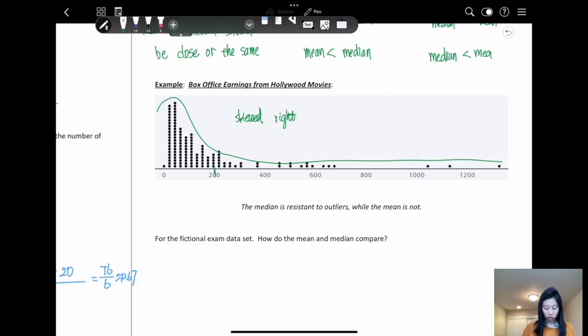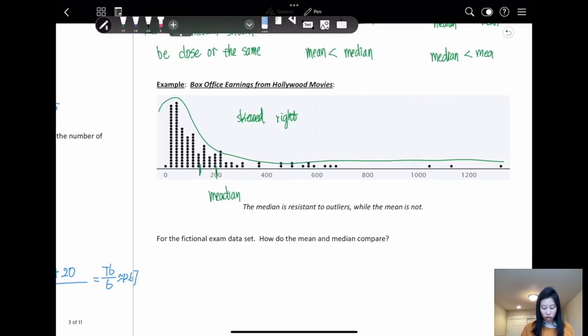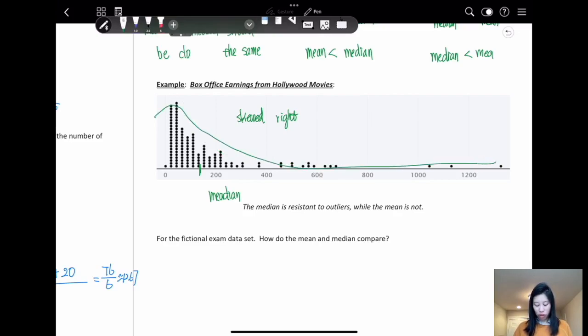Okay, so if it's skew right, we know that the median is going to be unaffected. Maybe it's going to be still here, in the majority of the data set, or maybe even closer to here. But as for the mean, the mean is going to drag to the right side. So maybe the mean will end up being here. So that means the median is resistant to the outlier, while the mean is not. Like I said, the median is not going to be affected by the outliers.